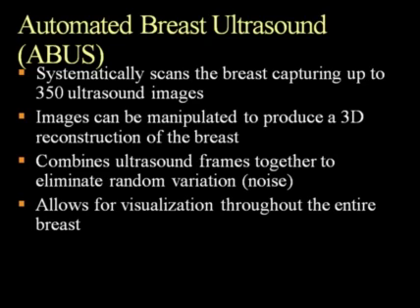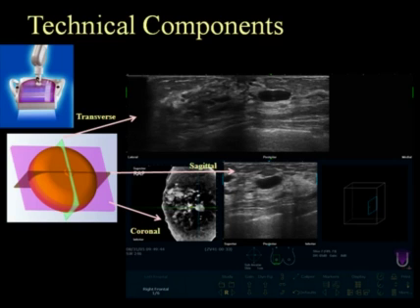Now, automated breast ultrasound systematically scans the breast, capturing up to 350 ultrasound images. These are images that can be manipulated to produce a 3D reconstruction of the breast. It combines the ultrasound frames together and eliminates random variation and noise. It allows for visualization throughout the entire breast. So automated breast ultrasound is different than handheld, and we'll talk a little bit more about it here.